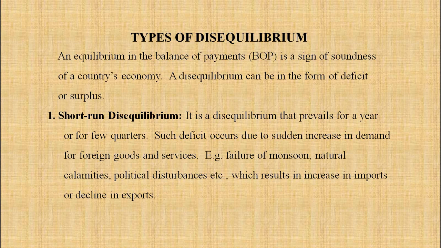A disequilibrium can be in the form of deficit or surplus. First type of disequilibrium, short-run disequilibrium. It is a disequilibrium that prevails for a year or for a few quarters. Such deficit occurs due to sudden increase in demand for foreign goods and services. For example, failure of monsoon, natural calamities, political disturbances, etc., which results in increase in imports or decline in exports.